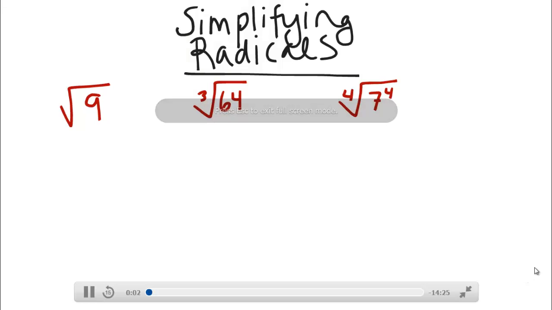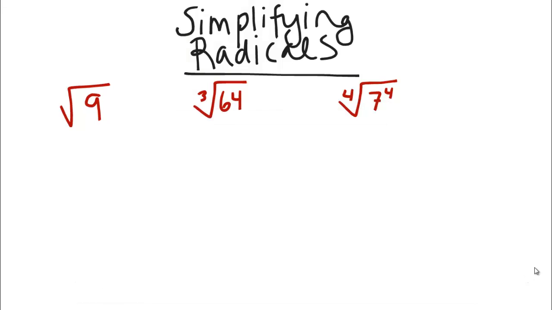These notes are about radical expressions and how to simplify radical expressions. First of all, what's a radical? This first example should be somewhat familiar. The square root of 9. That is a radical expression. You can see the radical symbol over 9.